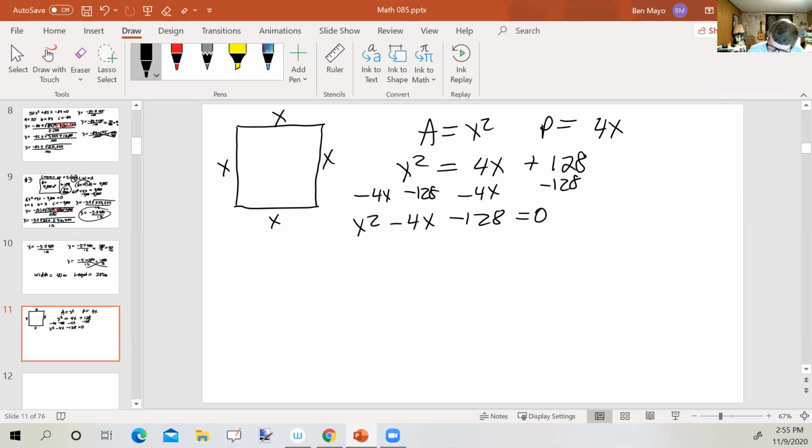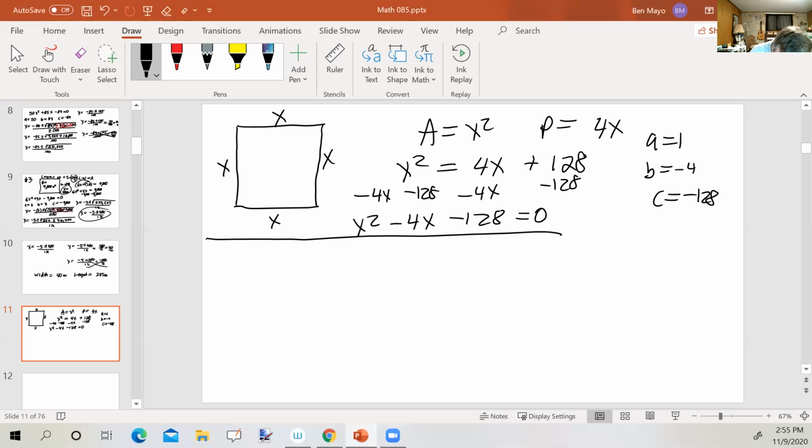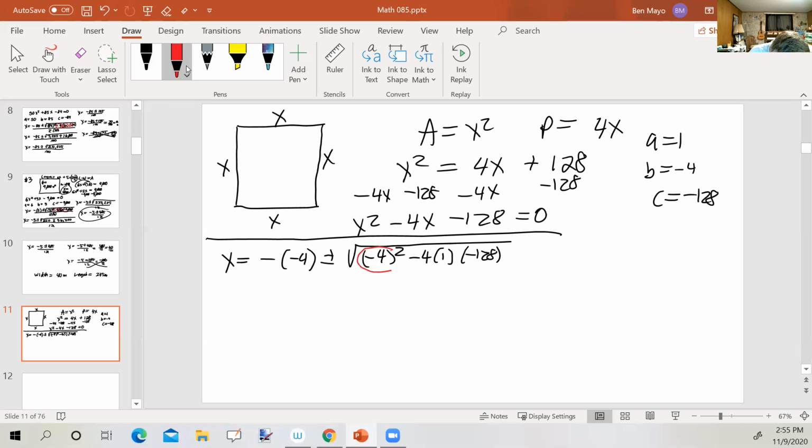Plugging that into the quadratic formula, we've got what? A is 1, B is negative 4, and C is negative 128. So we get the following. x equals negative B plus or minus the square root of B squared minus 4ac. Now I want to point out, notice that negative 4 here, the whole thing is squared. The negative sign is inside. So here we're going to get x equals, well, negative times negative, that's positive 4, plus or minus the square root.